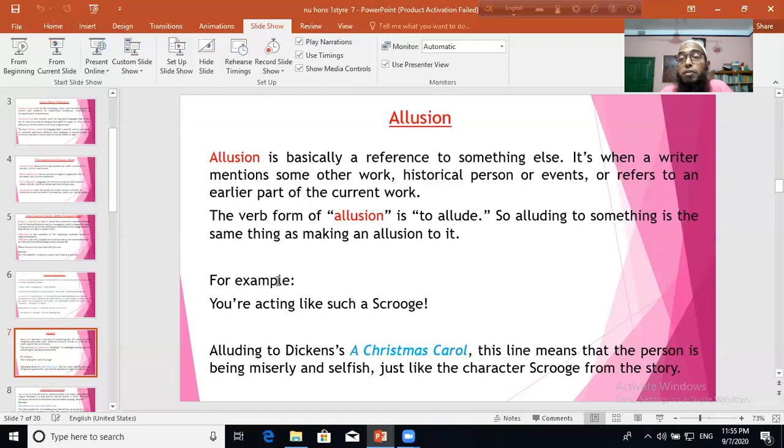I think you have got it. Yes? Have you understood what is allusion? If you say, I am not Hamlet, you are referring to the character Hamlet of William Shakespeare. So this type of reference is allusion.